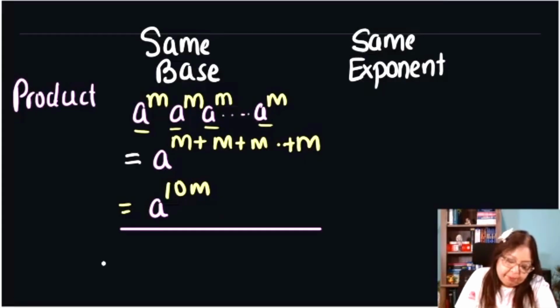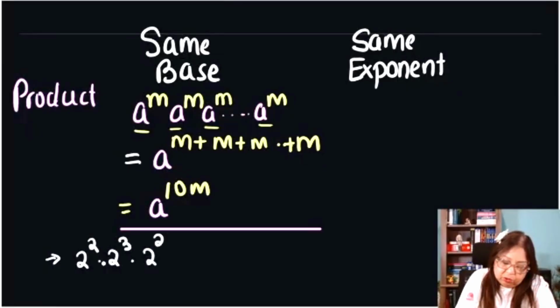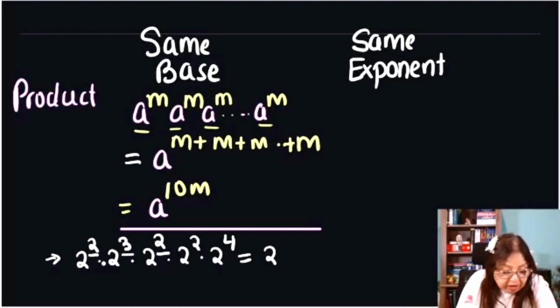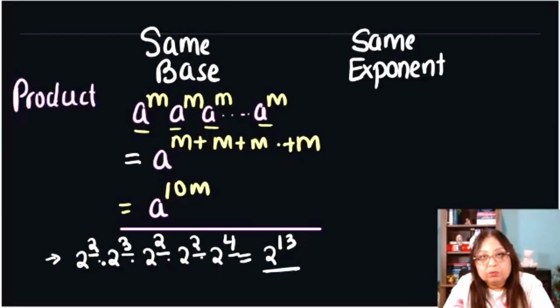Let's say we have the number 2 to the power 2 times 2 to the power 3 times another 2 to the power 2 times 2 to the power 2 times 2 to the power 4. What do we get? We get 2 to the power 2 plus 3 is 5, 5 plus 2 is 7, 7 plus 2 is 9, and 9 plus 4 is 13. This is your answer. So this is how the product of powers works when the base is the same.